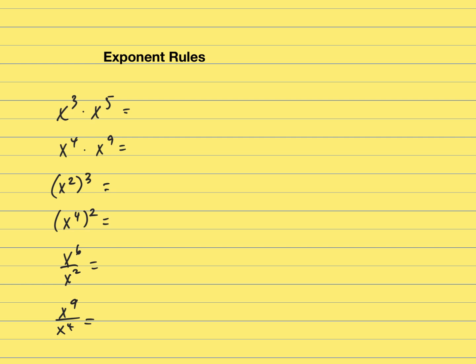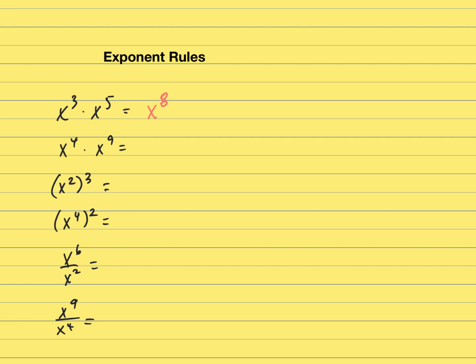X to the third times x to the fifth. Here's what I want you to think about this. An exponent counts multiplications. This means we have 3 x's multiplied together. This means we have 5 x's multiplied together. So how many total x's do we have multiplied together? The answer is 8. We have 8 of them.